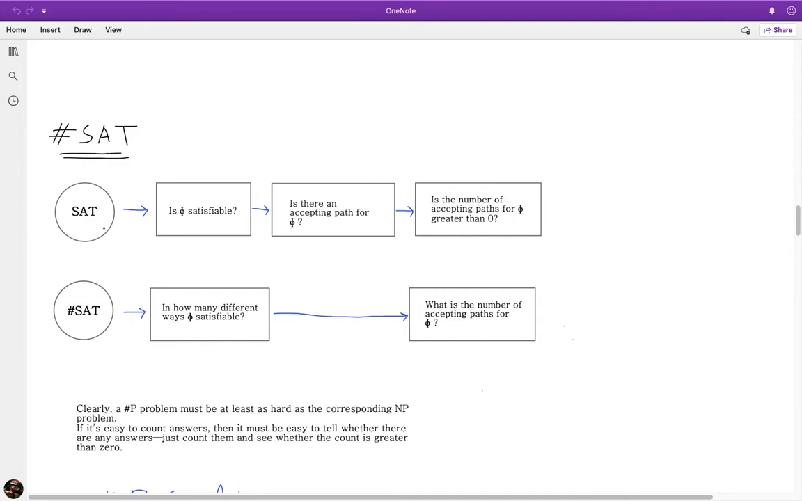So here we see the satisfiability problem. Again, let us refresh what it means. Given a boolean function phi, we need to tell whether the given boolean function phi has a valid assignment.